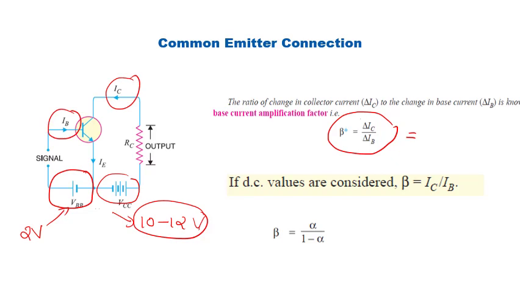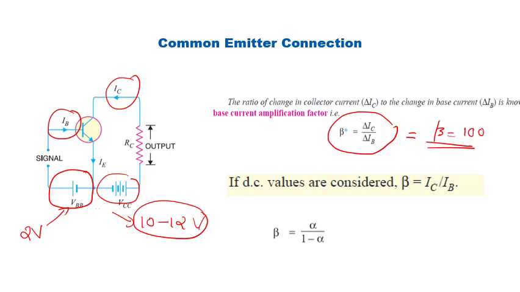We know what is the value. Usually IC value is very high compared to IB. So this beta value can be on the order of hundreds. It's more than hundreds. So alpha value is IC by IE, because IC and IE are almost equal and IC is always less than IE. So alpha value will have a numerical value less than 1. Here beta will have a very high value.